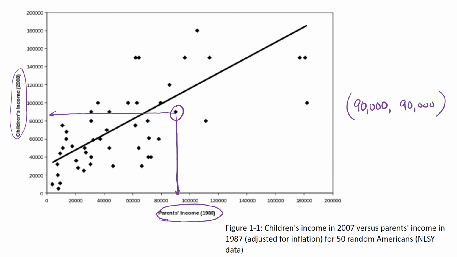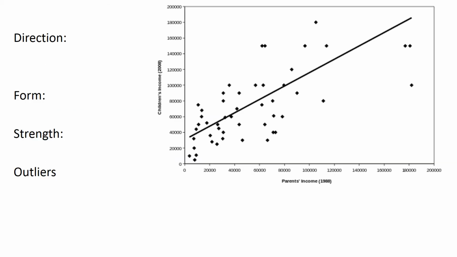So there is a relationship between the parents' income and the children's income. That's what this graph represents. The straight line that's graphed on top of all the points indicates that there is a linear upward trend. So as the parents' income increases, so does the children's income. So recapping that, the direction is positive or upwards.